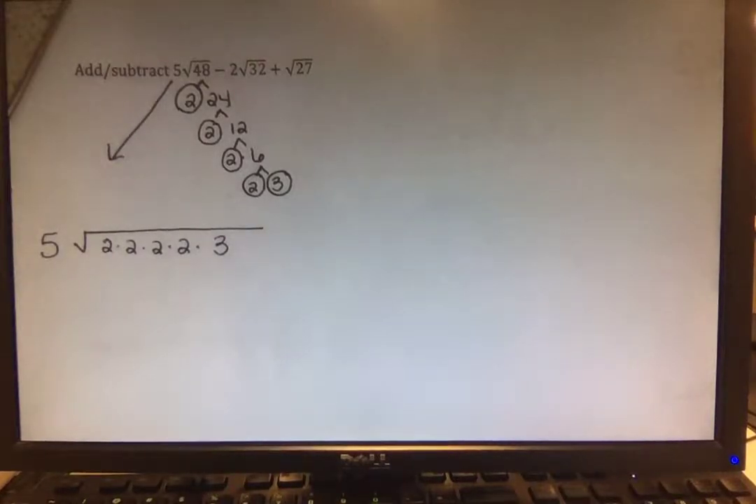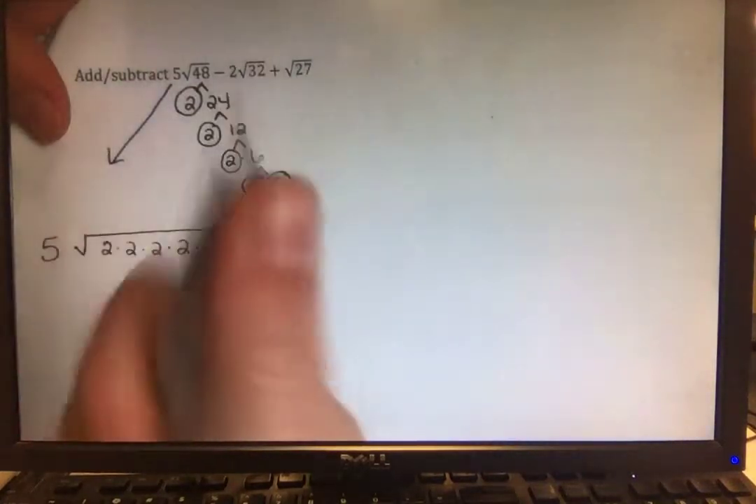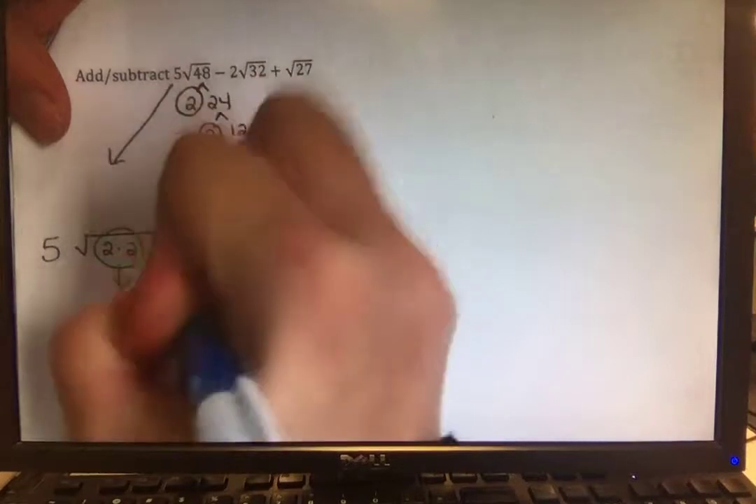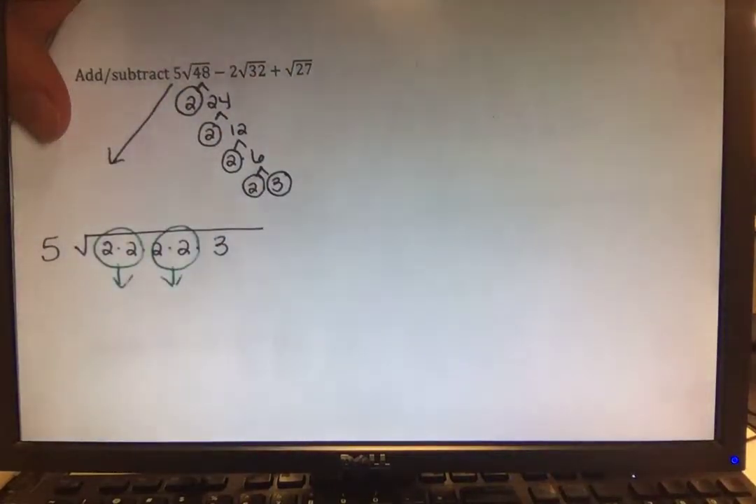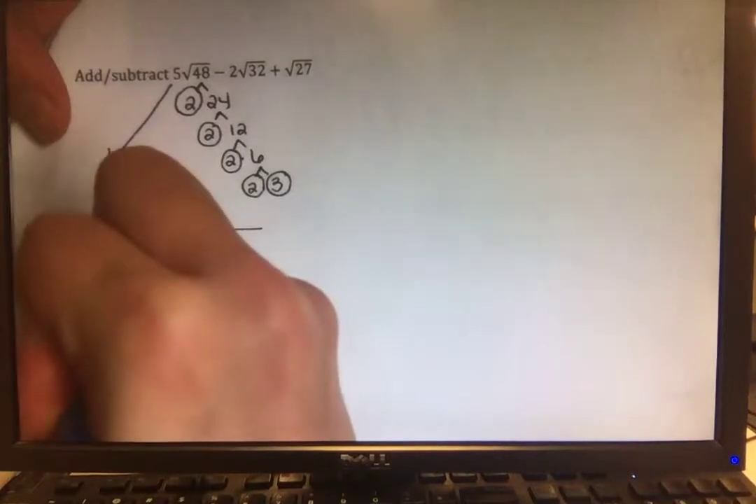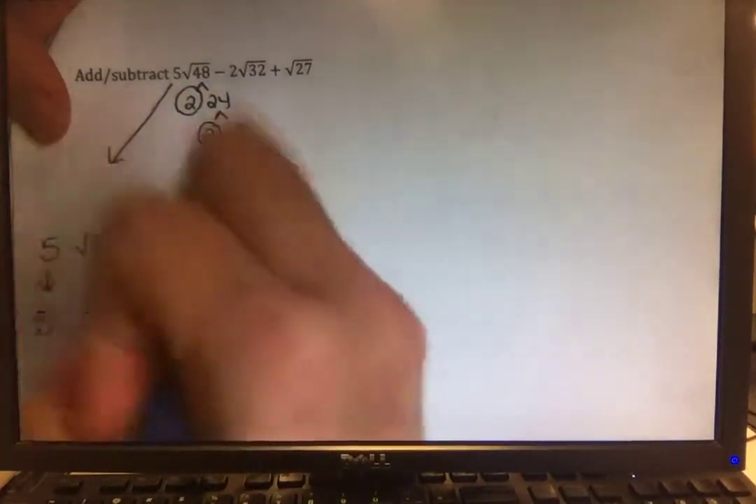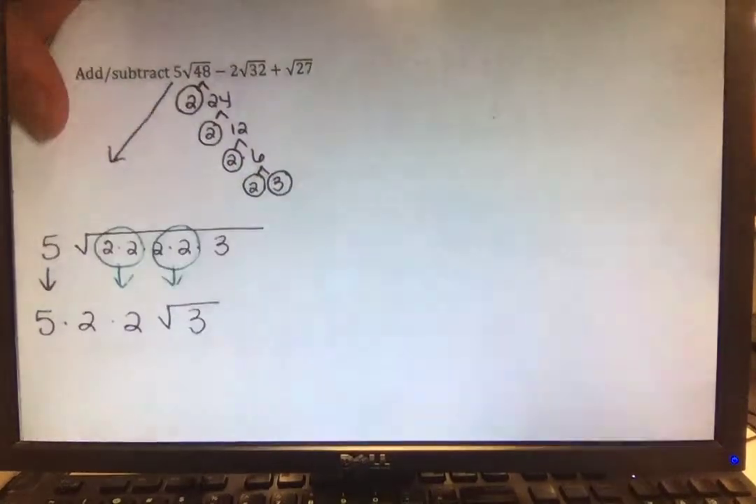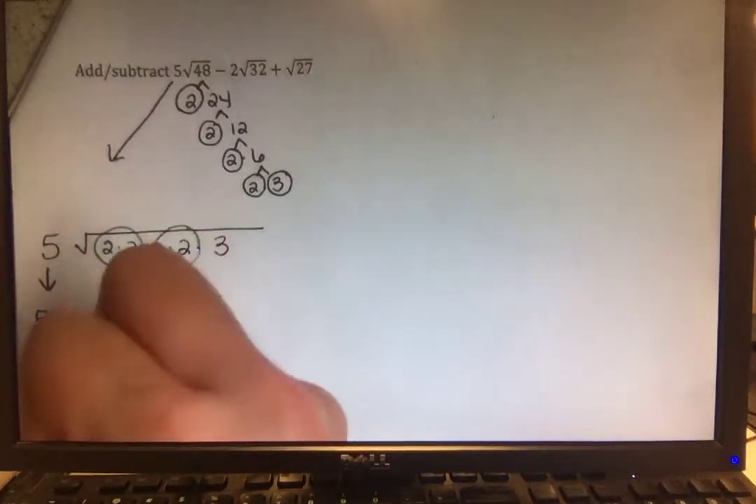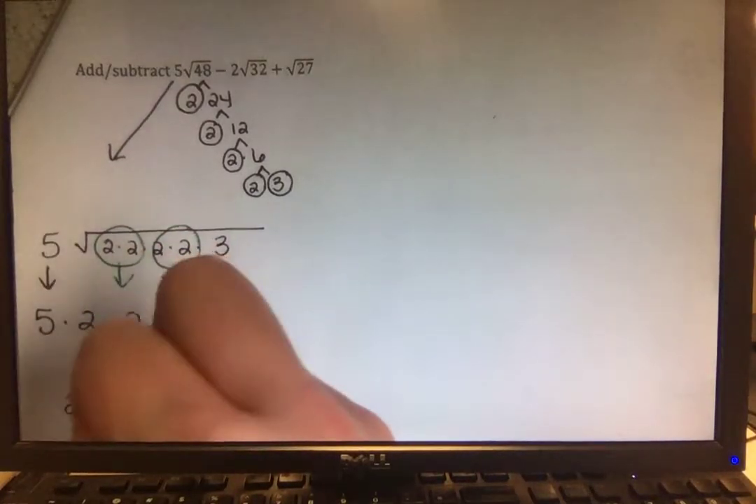It's the square root, so we're taking out 2 of a kind. So these 2 2's are coming out, and these 2 2's are coming out. So outside of the radical, this 5 is going to stay. The 2 sets of 2's are coming out, and that 3 is staying underneath the radical. So we're left with 5 times 2, which is 20, square root of 3.